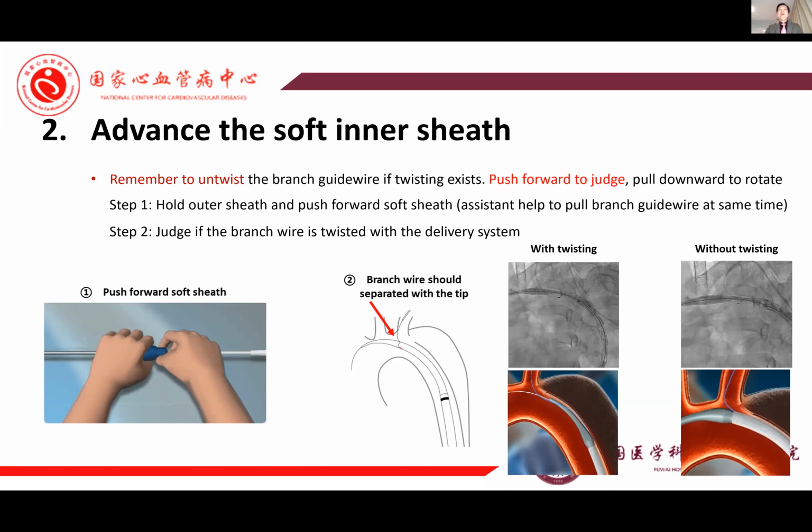If the branch valve is twisting with the stent graft, then you have to rotate it. You have to keep the branch valve above the delivery system and not rotated. Otherwise, you have to return the soft shaft back to the descending aorta to rotate and adjust it again.